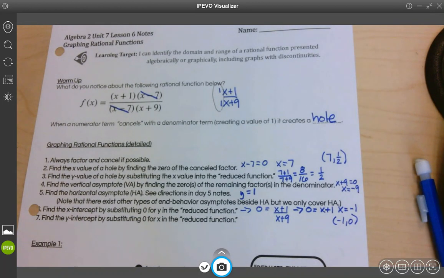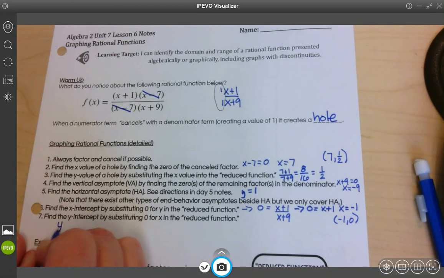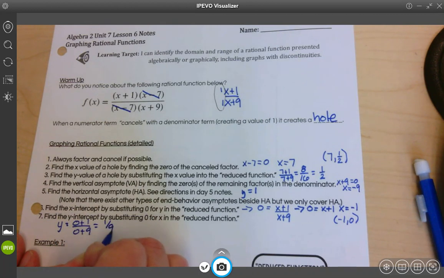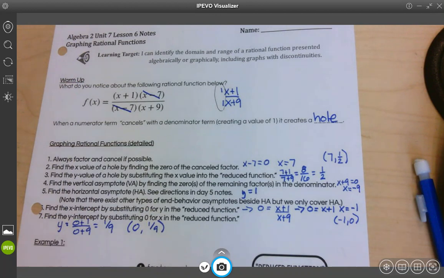And then to find your y-intercept, you put 0 for the x in the reduced function. So it would be y equals 0 plus 1 over 0 plus 9, which is the fraction 1/9. And that would be the point 0, 1/9. Okay, so we didn't actually graph that one, but we did do all of the features of it.